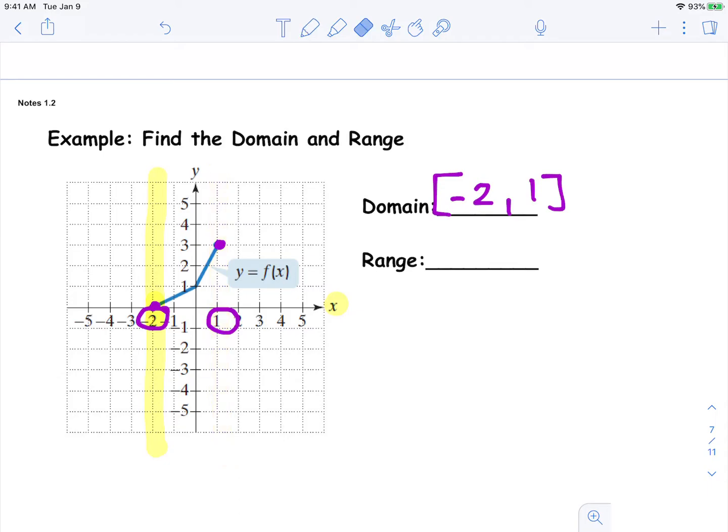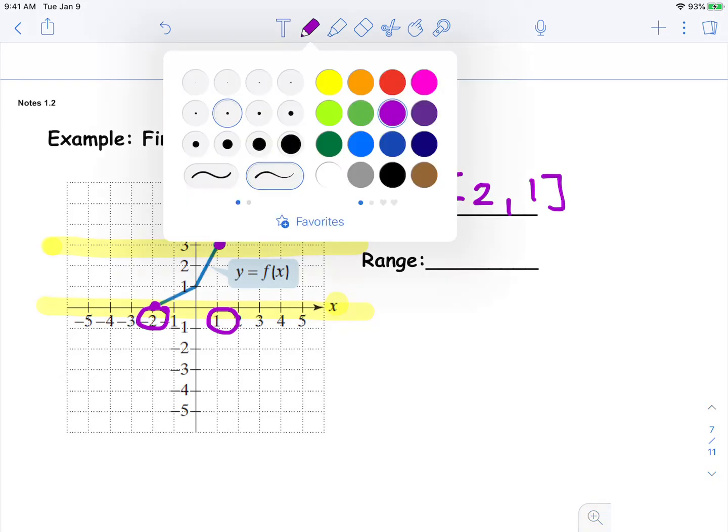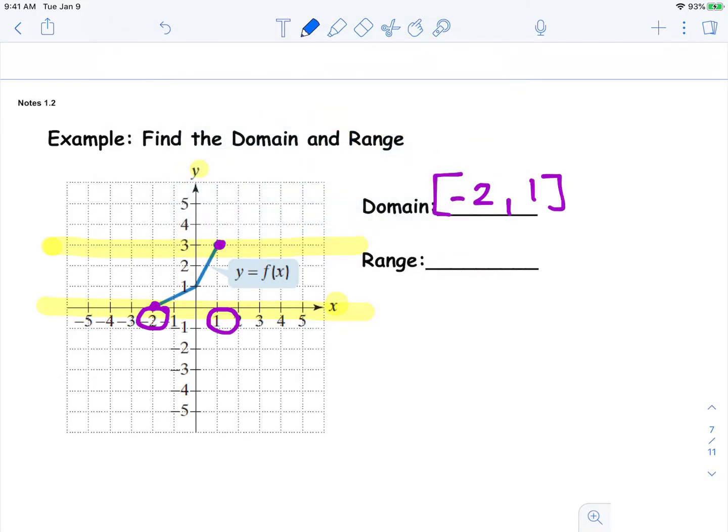Now I'm just going to go ahead and delete those yellow lines. And now I'm going to do the y-axis. So I'm going to go on the horizontal and focus on those numbers. All right, so for our y, it starts at 0 and then it stops at 3. These are the numbers that work. So includes 0 and includes 3. Again, this is interval notation.